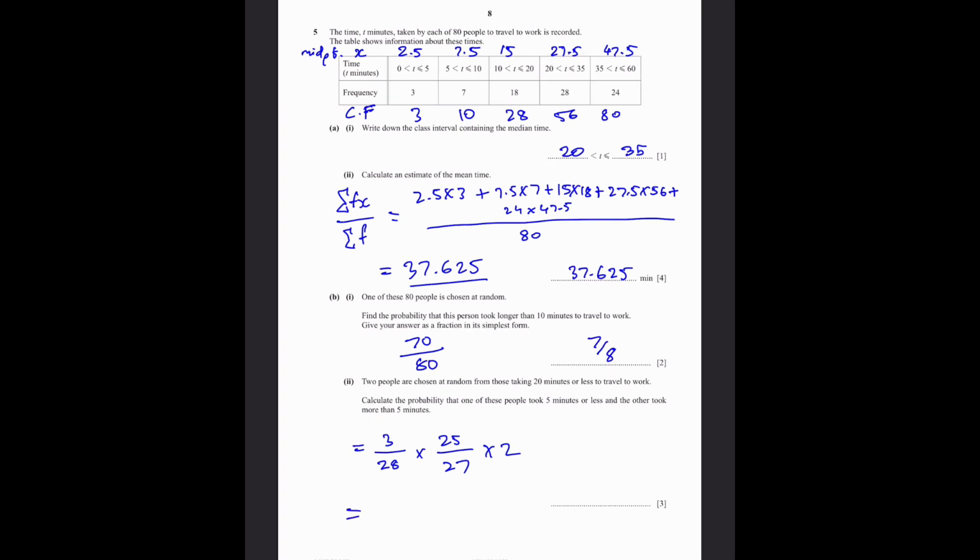And at the end, it's going to be equal to 150 divided by 756. And we can simplify this by dividing by 6 on both sides. This will become 25 divided by 126. And that's our final answer. Now let's go to part C.